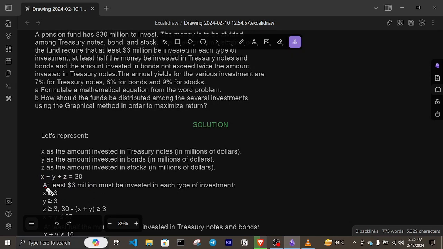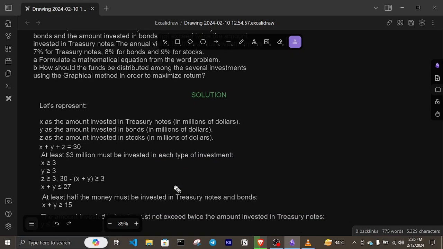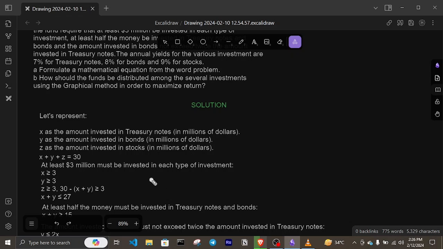At least $3 million must be invested in each type of investment. What this means is that we have X greater than or equal to 3, at least. Y greater than or equal to 3, at least. So that means greater than or equal to, right? We have Z greater than or equal to 3.